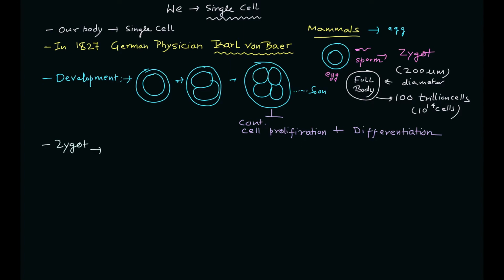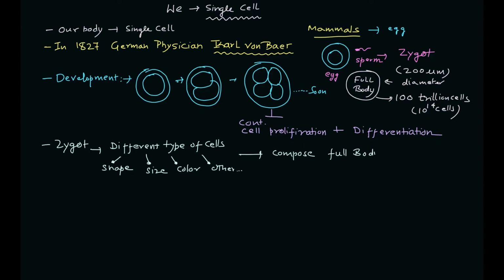So the zygote can form different cell types, which differ in their cell shape, size, and so many other features. One single zygote has the capability to construct the full body. And the zygote can construct every tissue and every organ in the human body. That is why the concept of the stem cell is important, because a stem cell has the capability to form every cell type.